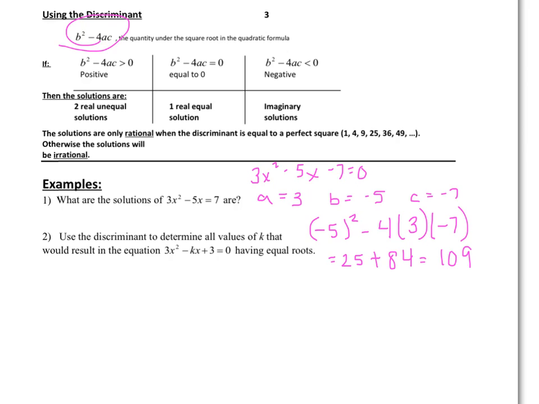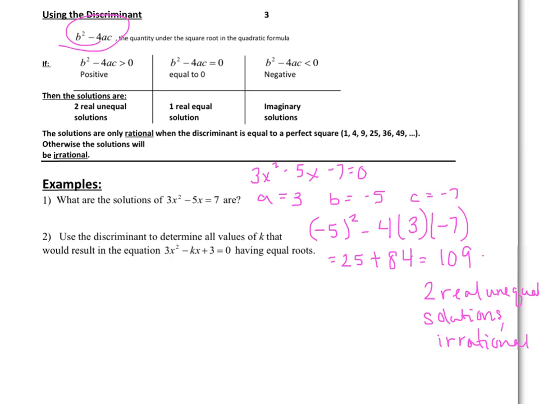109 is positive, so I know I'd have two real, unequal solutions. And they'd also be irrational, because 109 is not a perfect square.